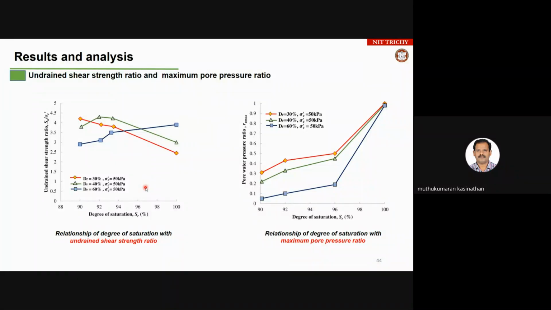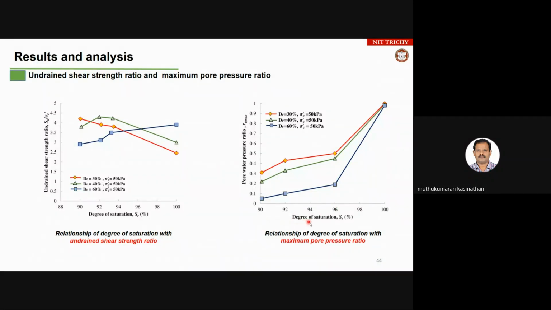So you can clearly see in these two pictures, we are trying to highlight what is happening with respect to the degree of saturation. When the degree of saturation is 90%, the undrained shear strength ratio is very high, and there is a variation with respect to the so-called relative density, keeping the same confining pressure. There are small variations with respect to the relative density changes.